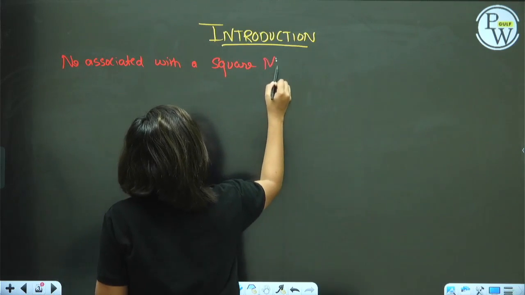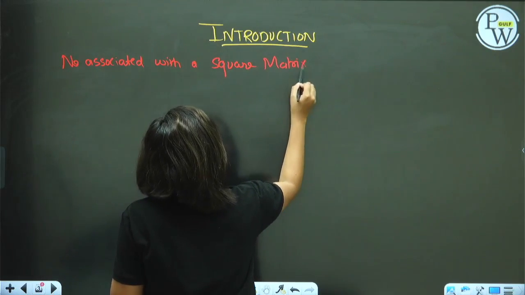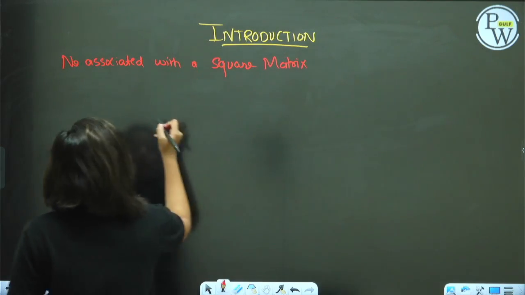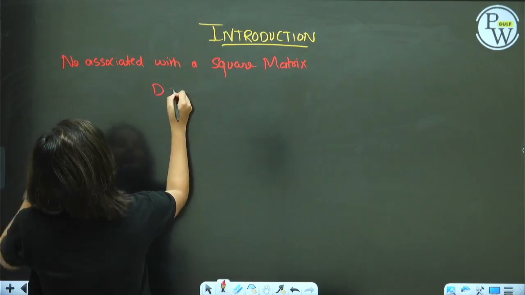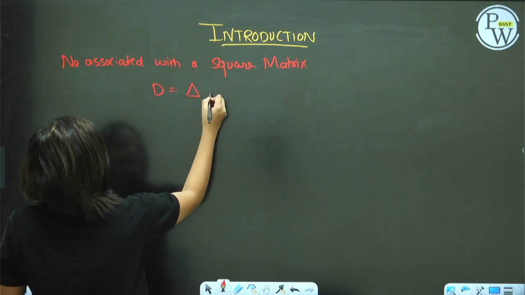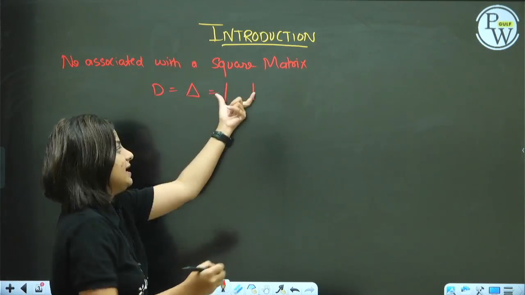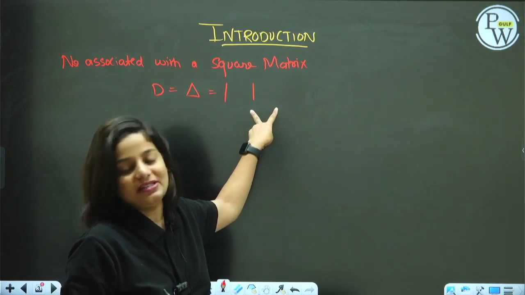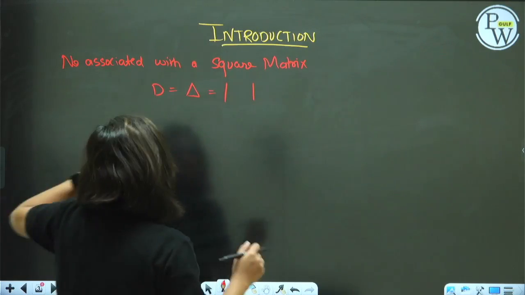Let me be specific here. Square matrix. Why square matrix? The rows and columns will always be equal. A determinant is represented by the capital letter D, delta, or these vertical lines. Now do not get confused by considering this as a mod. It's not a modulus sign, it's a determinant.